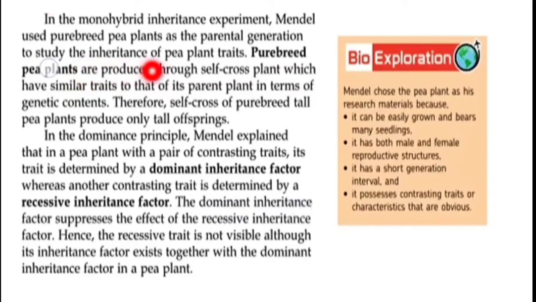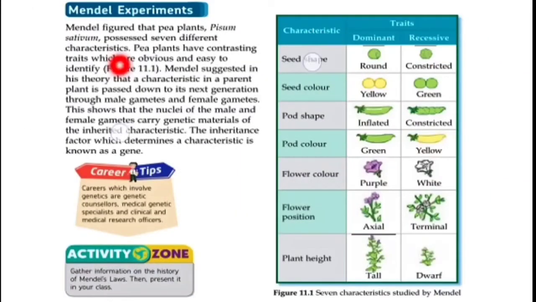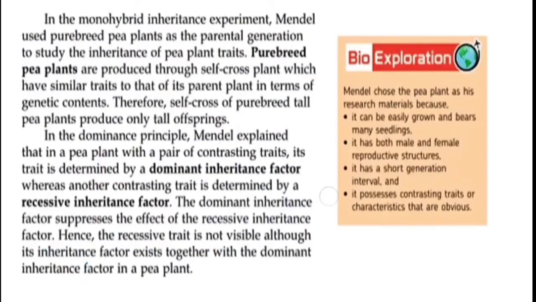Dominant inheritance factor will suppress the effect of the recessive inheritance factor. So recessive traits, sifat yang recessive itu will not be visible although dia punya factor itu exist together with the dominant inheritance factor. Okay, for example di sini, for example seed shape, dominant itu round, constricted itu recessive. So yang kita boleh nampak, trait yang kita boleh nampak, observe adalah round seeds sahaja. Sebab ini yang dominant.